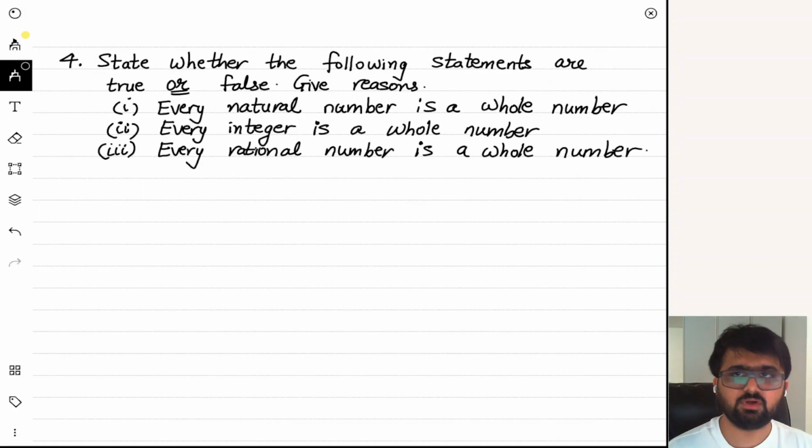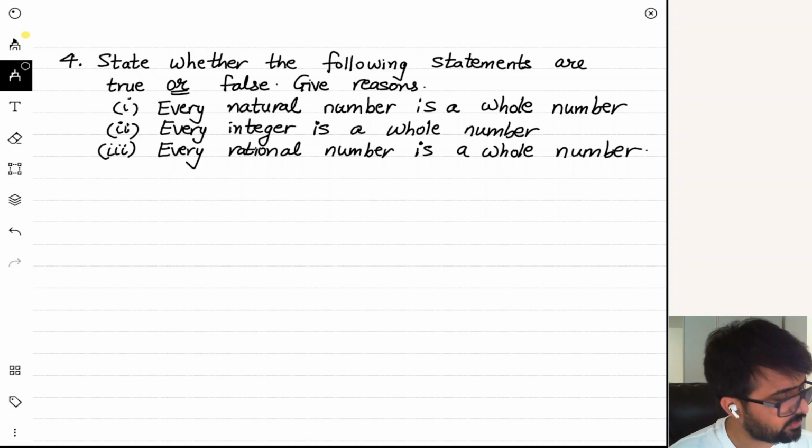All right, now let's look at question number 4 from this exercise. They say state whether the following statements are true or false, and we have to give reasons. Question number 1: every natural number is a whole number. Let's first write the natural numbers. We know from our previous video that natural numbers start from 1. So 1, 2, 3, 4, and so on are natural numbers.